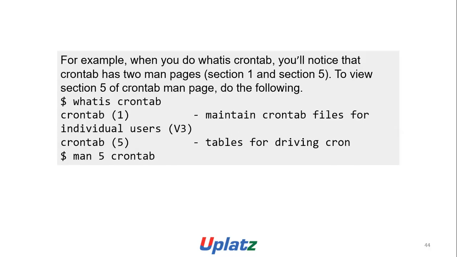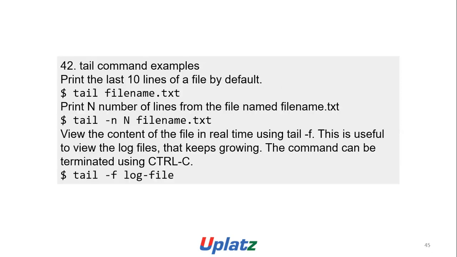For example, when you want to know what is crontab, you will notice that crontab has 2 man pages, section 1 and section 5. To view section 5 of the crontab man page, do the following. whatis crontab: crontab (1) maintain crontab files for individual users; crontab (5) tables for driving cron. man 5 crontab.